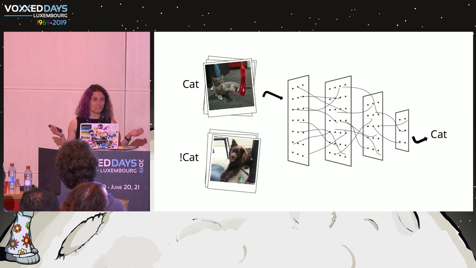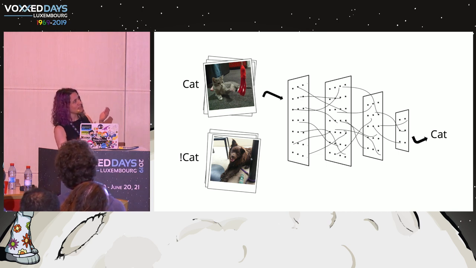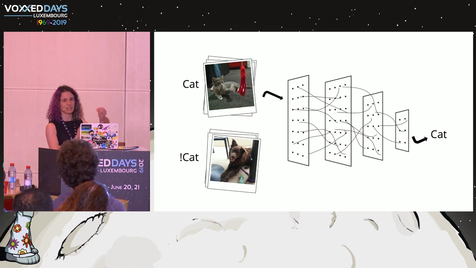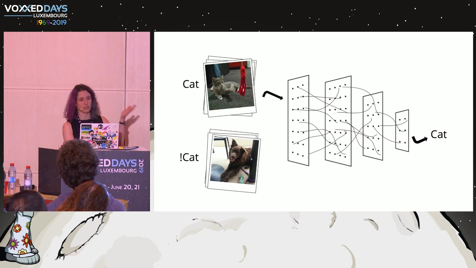So I imagine, and I don't know, that probably this is something like the way that those models were trained. So there was a bunch of labeled photos. These ones are cats. These ones are not cats. Fed through to create an algorithm that could determine this is a picture of a cat.